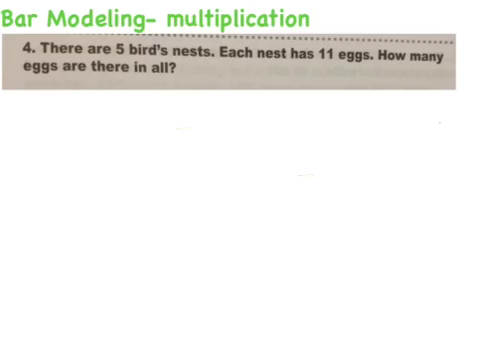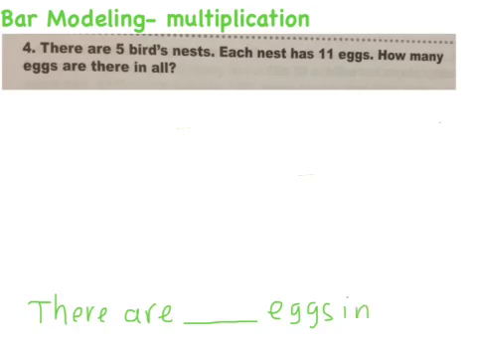The next thing we're going to do is look at our question, and we're going to write it in sentence form. So when we go back to our word problem, it says how many eggs are there in all. We're going to turn that around and make it into our sentence, and it says there are blank eggs in all.